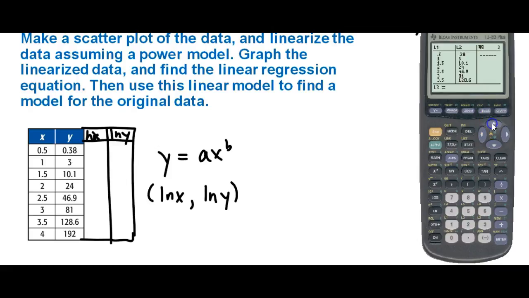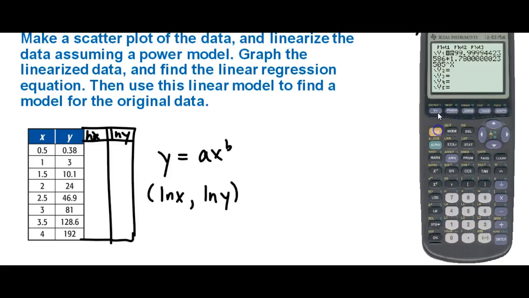Now, since we're going to assume it's a power function and we're going to linearize it with ln of x and ln of y, I'll make my list 3 equal to the natural log, so ln of list 1. I'll put in second list 1 and hit enter. You can see it generates a list of all the natural logs of my list 1. And I'll do the same thing for L4, making it ln of list 2. And now, instead of graphing list 1 and list 2, I'm going to look at the graph of list 3 and list 4.